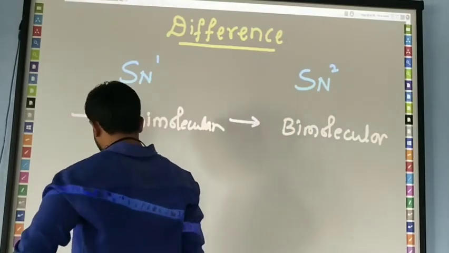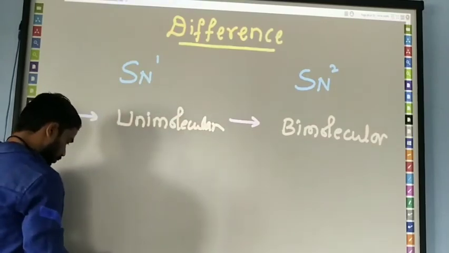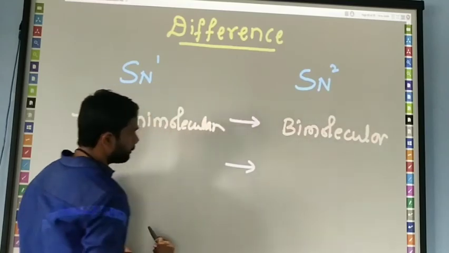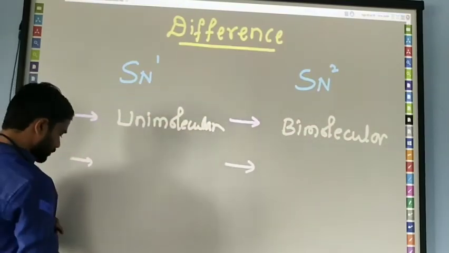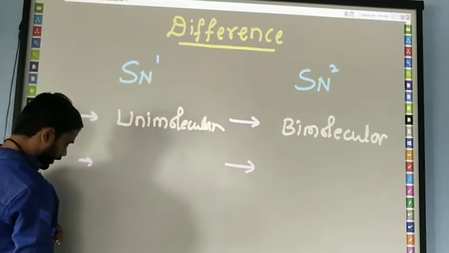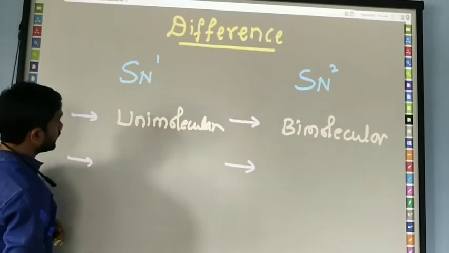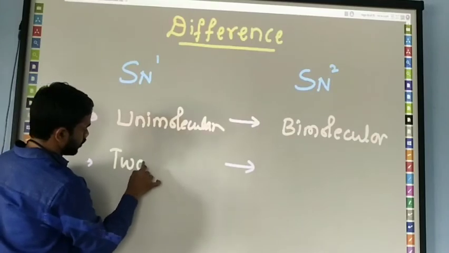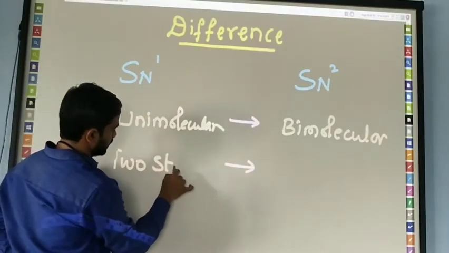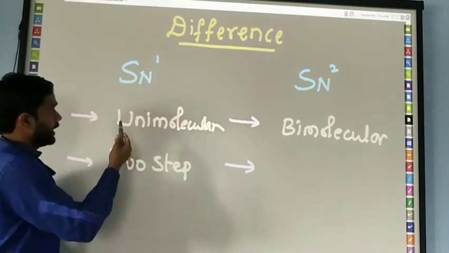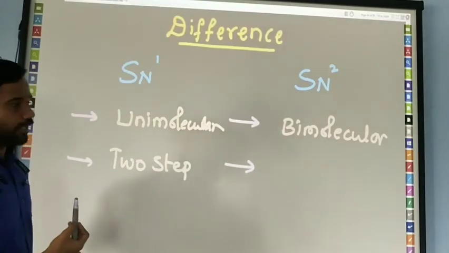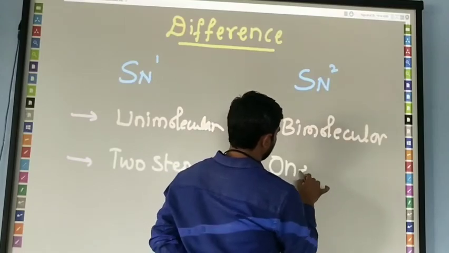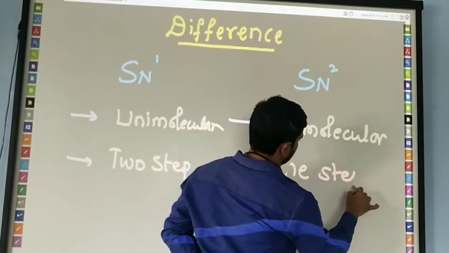It is a bimolecular type of reaction. What's the next point to differentiate between them? Nucleophilic substitution reaction SN1 is a two-step process. Remember this, SN1 stands for the two-step process, but the SN2 mechanism follows only a one-step mechanism.